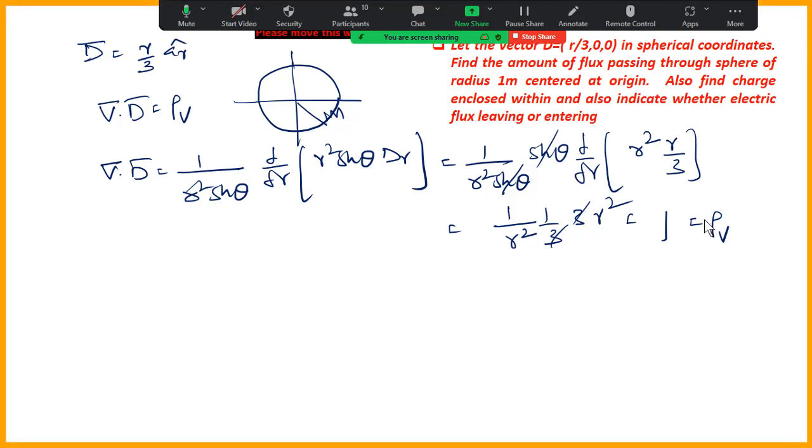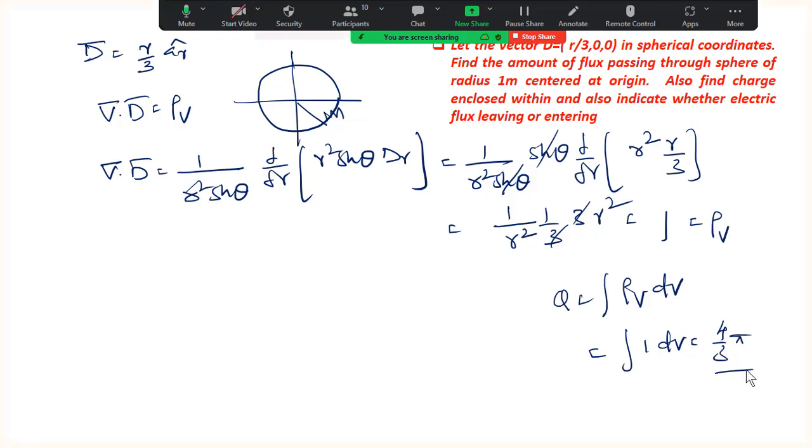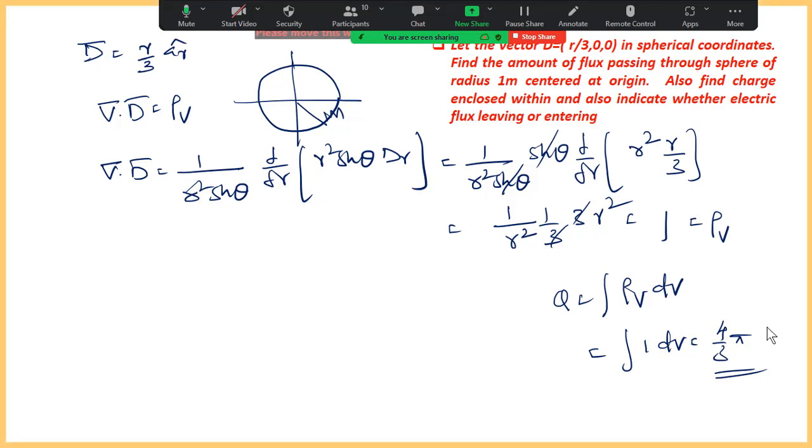So what we need here is to find the charge enclosed. If you have ρv, how to calculate charge? Charge is equal to the integral of ρv dv, so it is equal to the integral of 1 dv. So what is the volume? The volume of the sphere you have to take, that is 4/3 π r³. In this way you get it. And it is a positive charge, so the flux is leaving. Like this you can assume.